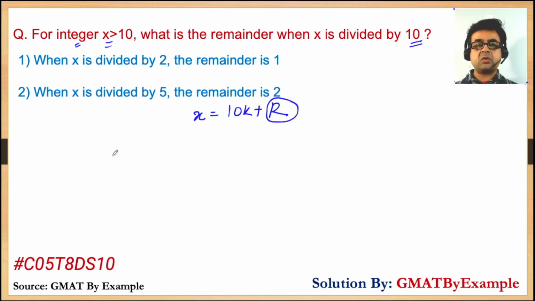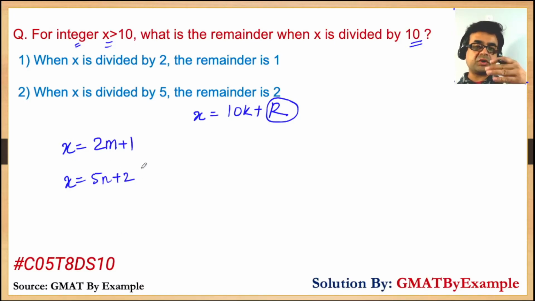So if x can be written as 10k plus r, we need to find this r. That's the question. Now in the two statements, it is very easy to look at each of the statements and see why each of these statements individually is not sufficient. So I am going to combine the two statements and get to the method. Okay, so we are also given that x when divided by 2 leaves the remainder as 1. So x can be written as 2m plus 1. And we are also given that x when divided by 5 leaves the remainder 2, which means x is 5n plus 2, right?